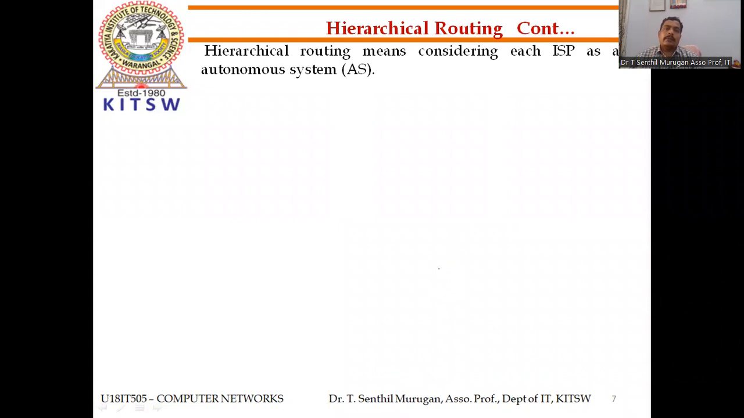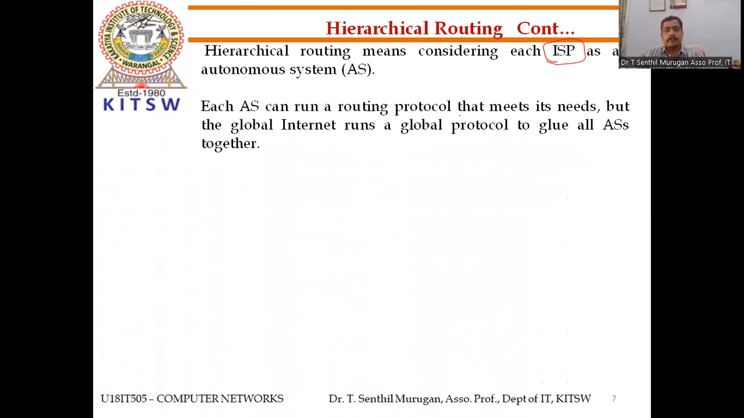In hierarchical routing, each ISP is considered an autonomous system. An individual internet service provider, like the backbone, provider network, or customer network, whatever it may be, is considered an autonomous system. Each autonomous system can run a routing protocol that meets its needs. The routing protocol is an important part of finding the route from source to destination. For example, the global internet runs a global protocol, and the local internet uses its own routing protocol.